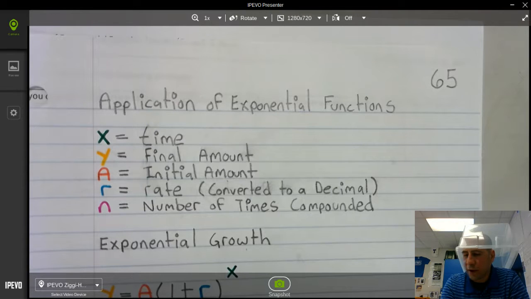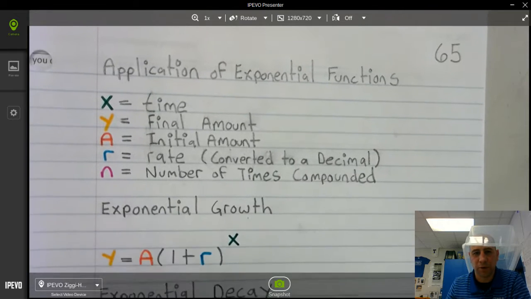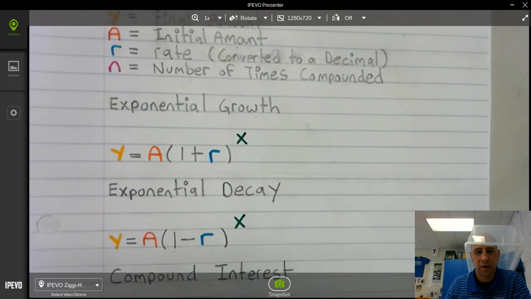X is time, Y is the final amount, A is the initial amount, R is the rate converted to decimal. Rate is always in decimal. And N is the number of times compounded. Now that we've defined the variables, let's look at each of the functions.